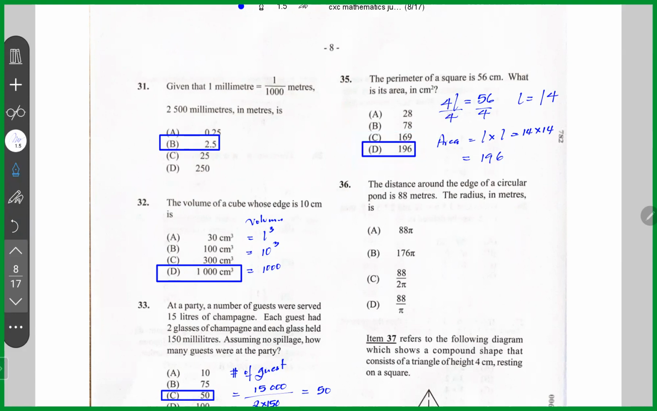The distance around the edge of a circular pond is 88 meters. The radius is, so the distance around a circular pond is the circumference, which is 2 pi r, and that is equal to 88. If I divide both sides by 2 pi, I'm going to get that r is equal to 88 divided by 2 pi. So that looks like C.